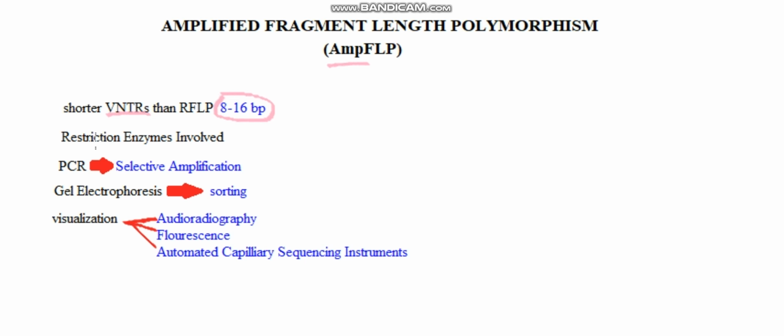This technique also involves restriction enzymes to cut the DNA, and then the fragments are passed through PCR for selective amplification, followed by gel electrophoresis, which sorts them according to their size. The DNA fragments are then visualized using one of the following techniques: autoradiography, fluorescence, or automated capillary sequencing instruments.